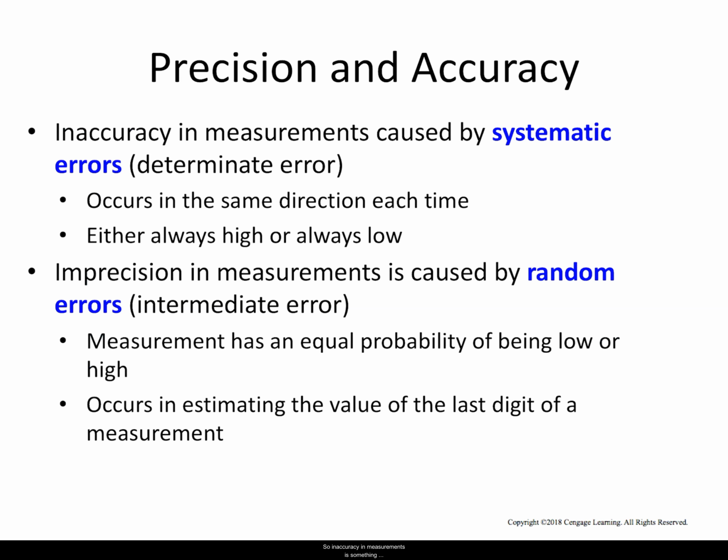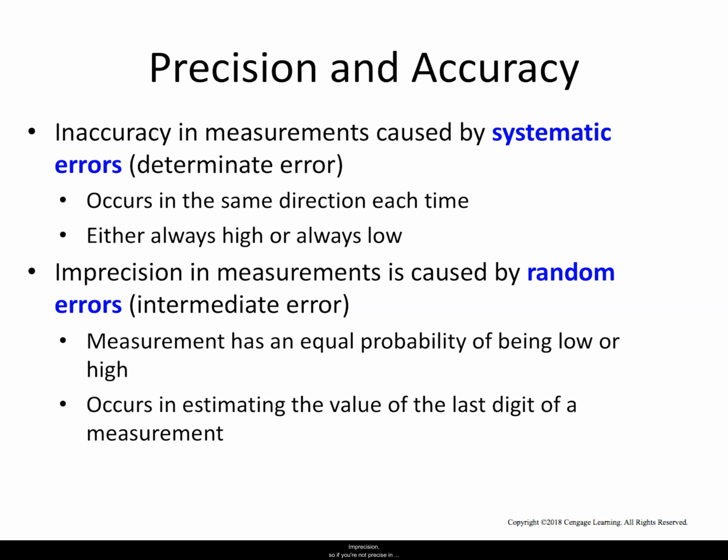So inaccuracy in measurements is something that can be caused by determinate error, systematic error. And that's when the error occurs in the same direction each time. So it's always too high or always too low. It's the same kind of pattern. There's no discrepancy in the pattern.